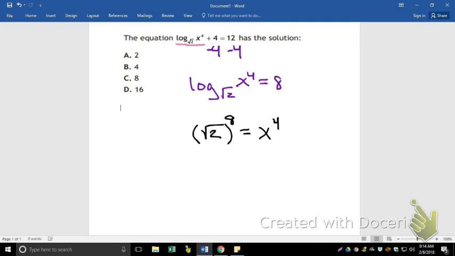Whoa. Okay, now I have two ways forward. I could either just figure out what root of 2 to the 8th is, and then maybe solve for x by getting rid of that 4th power.